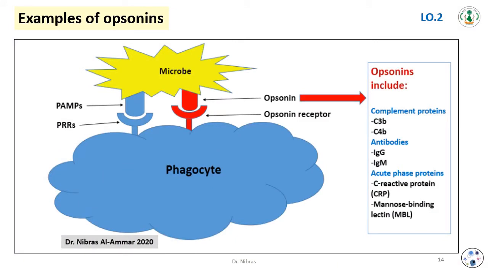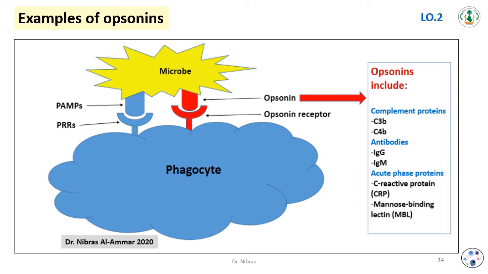This figure shows types of opsonin and how opsonin act on the PAMPs present on the microbe. Here, the microbe displaying PAMPs on its surface will be recognized by pattern recognition receptors on the phagocytic cell and bind with PAMPs. Also, there are many opsonins that will bind with the opsonin receptor on the phagocytic cell.